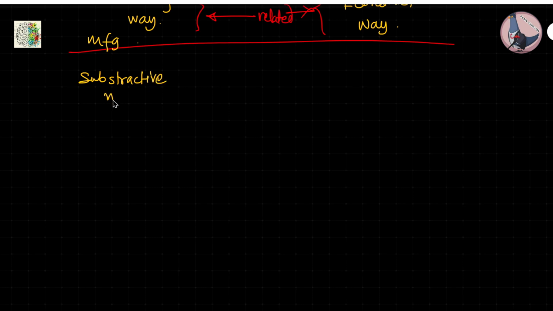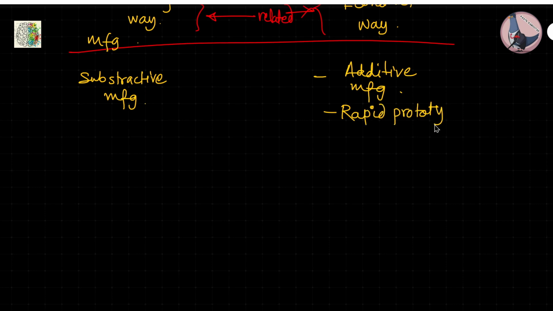Subtractive manufacturing, and then another one is called additive manufacturing. Now there are many names for this additive manufacturing. One is additive manufacturing, shown by AM. Some people also call this rapid prototyping, which is also said by RP.